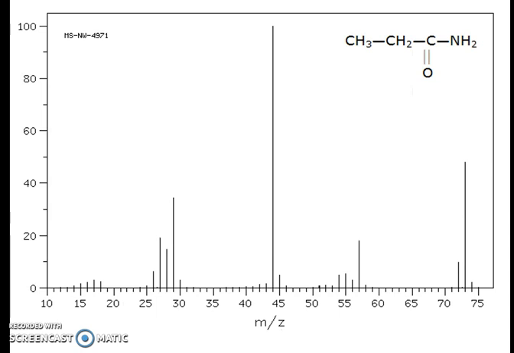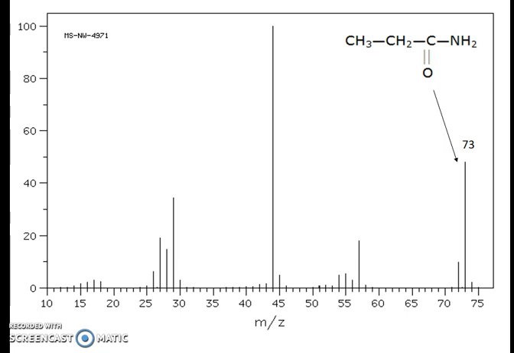Here's one with an amide. Again, the molecular ion peak here is at 73. Again, it's an odd number. It's a completely different structure to the previous one, with a completely different fragmentation pattern, but it has the same molar mass. It is an odd number, and that is the big indicator that a nitrogen is present.